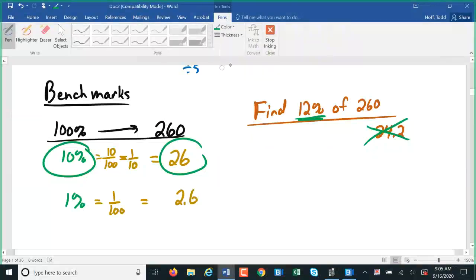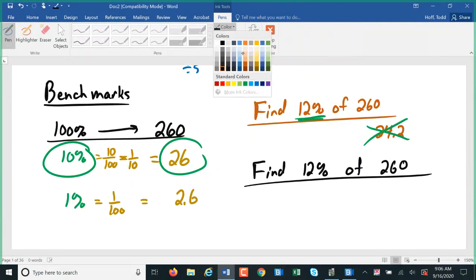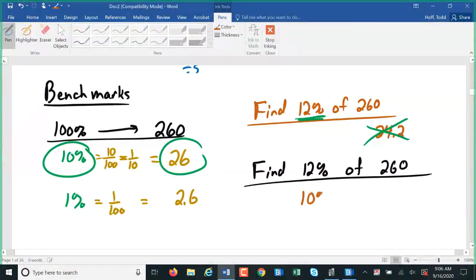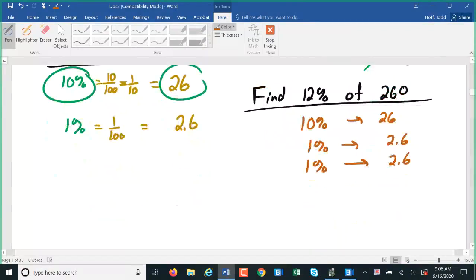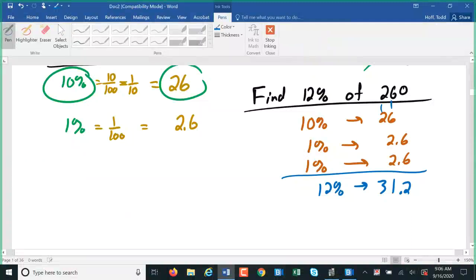In fact, I could actually use the benchmarks to calculate this. I asked you to find 12% of 260. I can actually construct that 12% from the benchmarks. 12% can be thought of as 10% plus 1% plus 1%. 10% is 26, 1% is 2.6, and 1% is still 2.6. And we can just add those up. So I've got 6 and 6 is 12, so 2 carry the 1, drop the decimal. That's 11, carry the 1. I get 12% of 260 is 31.2.